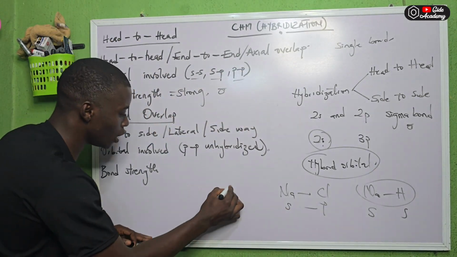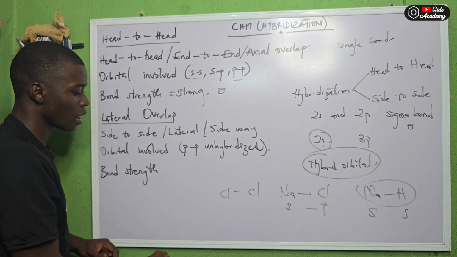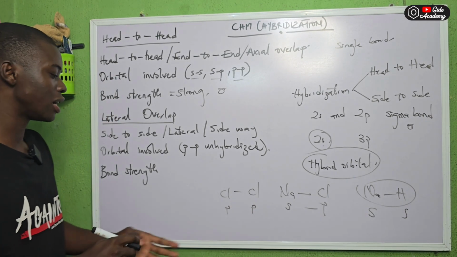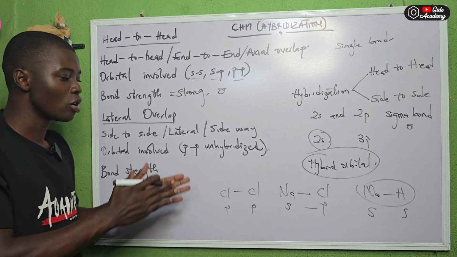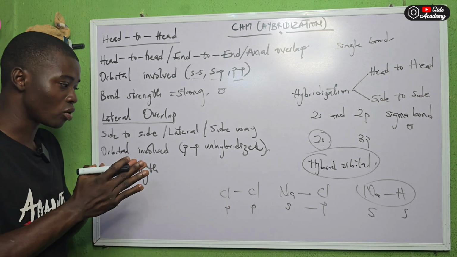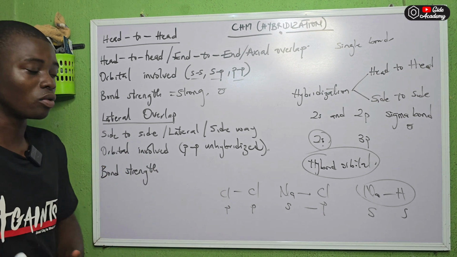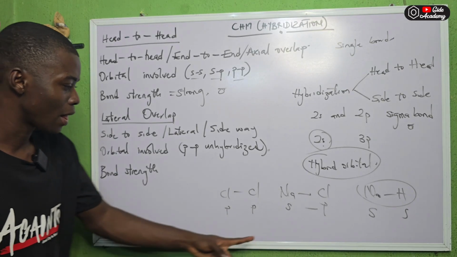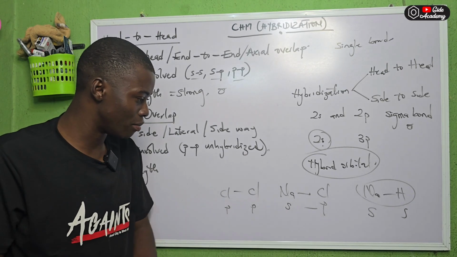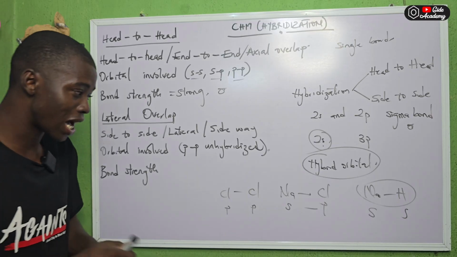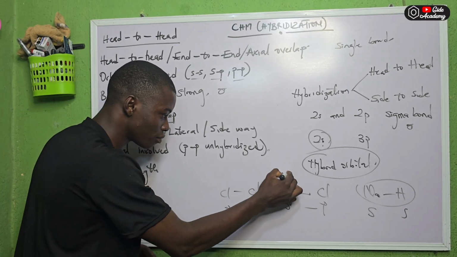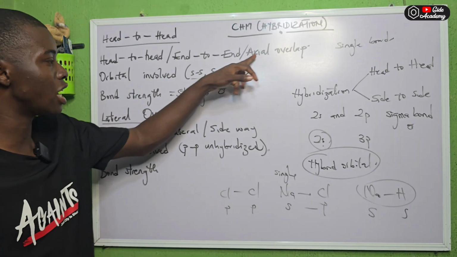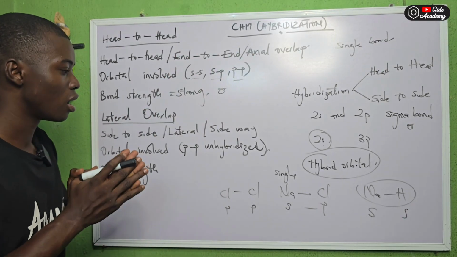What about if chlorine is blending with chlorine? This is a p block element. For those of us who are confused, how do you know that this is a p block element? Group 1 and group 2 in the periodic table are s block, while group 3 down to group 7 or group 8 are p block. So once an s block element reacts with a p block element, as long as it is a single bond, or as long as the overlapping is head-to-head, end-to-end, or axial overlap, it is usually what?